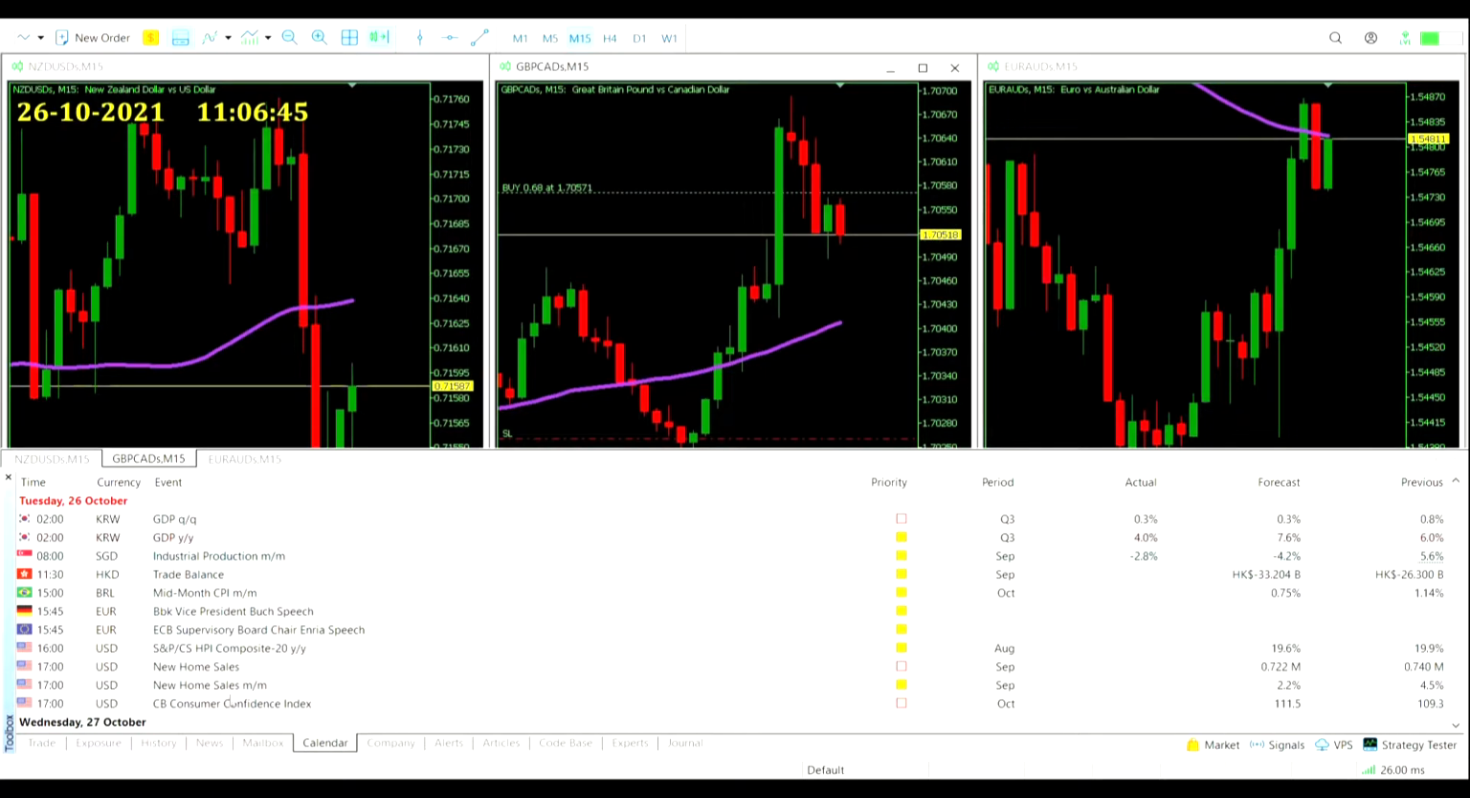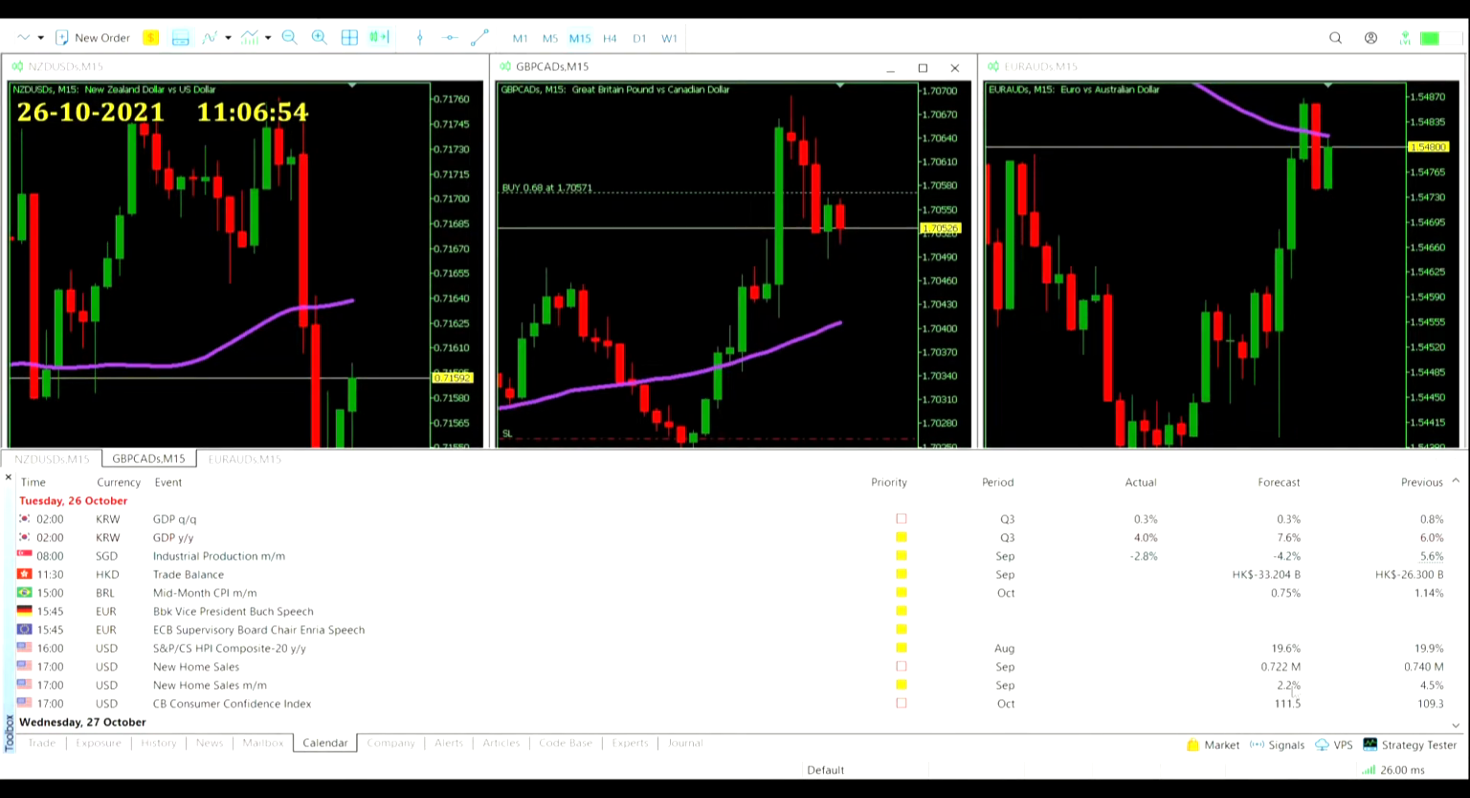And then more property news at 5 o'clock, new home sales. It's the monthly figure forecast at 0.722 million. That'll be an increase of 2.2%. And at the same time, at 5 o'clock as well, we've got the Conference Board Consumer Confidence Index. How are the consumers feeling about the economy? They survey about 3,000 households.